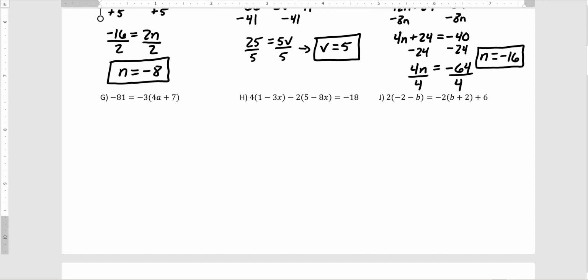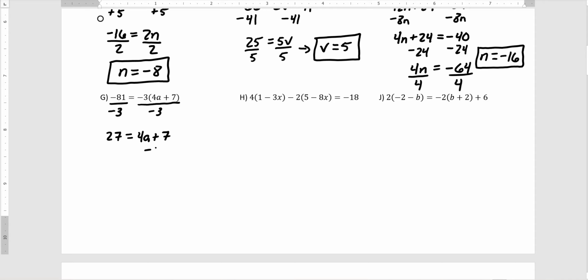So first, what I would do here is I'd divide by negative 3. Now, if you distributed, that's okay. We could still get the correct answer. We might just do it in a different way. So when I divide negative 81 by negative 3, I believe I get 27 there. So 27 will equal what's left in my parentheses now, 4a plus 7.